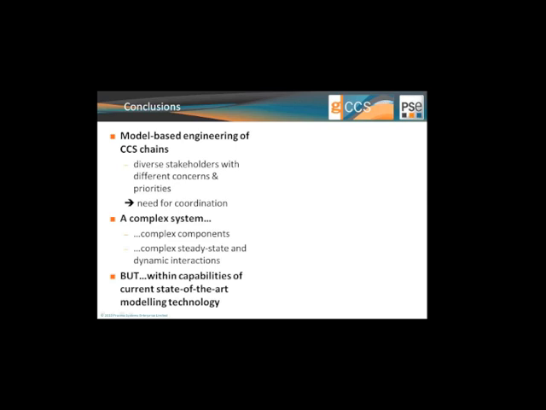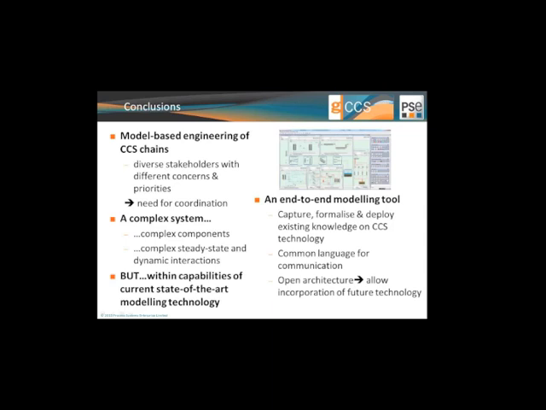The good thing, on the other hand, is we've demonstrated that this is within the capability of current state-of-the-art modeling technology, and we have provided a demonstration of an end-to-end modeling tool that can help to capture, formalize, and deploy existing knowledge in CCS technology, can provide a common language for communication among the stakeholders along the CCS chain, and thanks to its open architecture, allow incorporation of future technology.